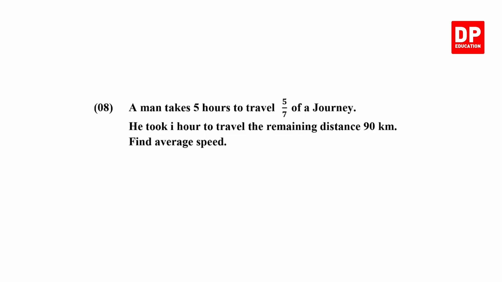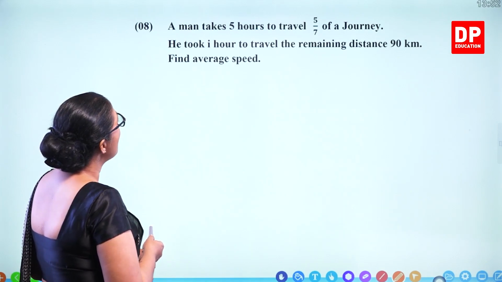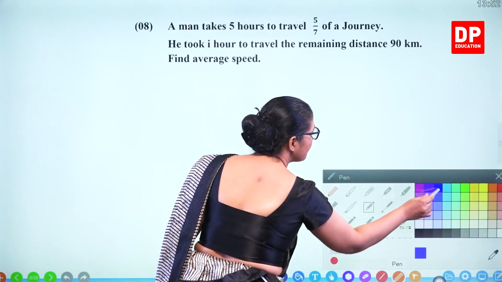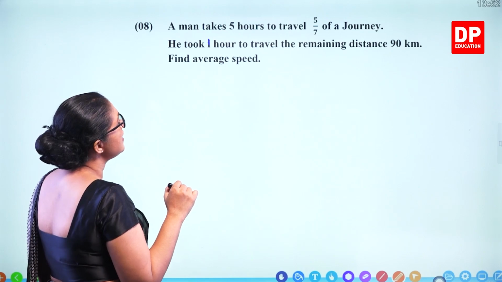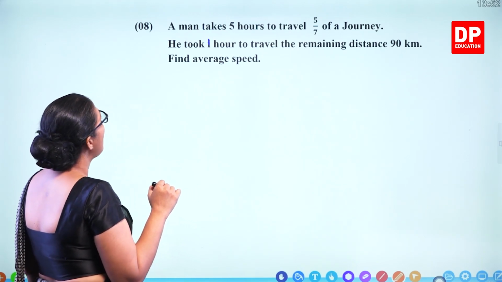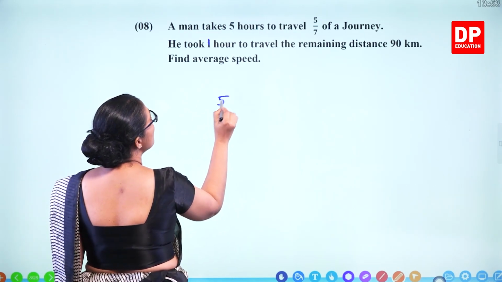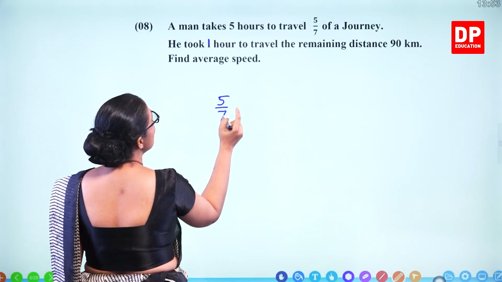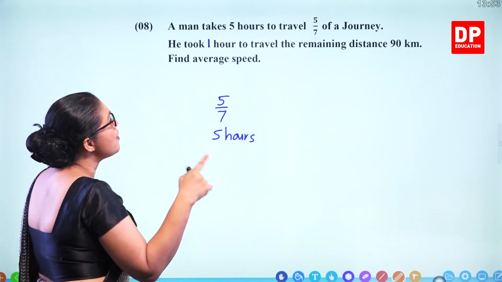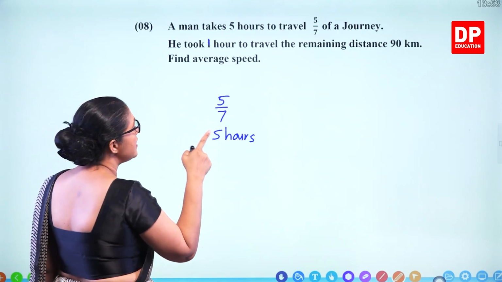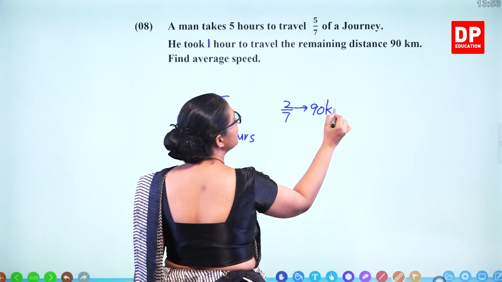Question number 8. A man takes 5 hours to travel 5 over 7 of journey. He took 1 hour to travel the remaining distance, 90 kilometers. Find average speed. So a man takes 5 hours for 5 over 7 of distance. He took 1 hour to travel the remaining. So what is remaining? 90 kilometers. That's 2 sevens.